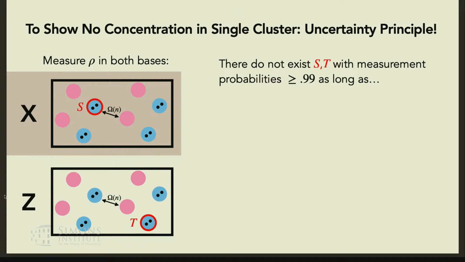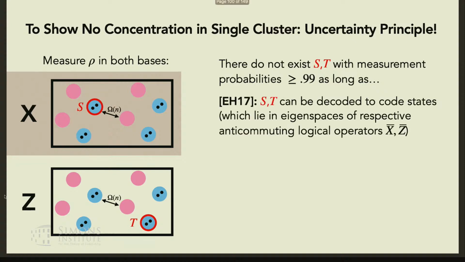So we want to show that there do not exist a single cluster S in the X basis and T in the Z basis, such that there's a high probability of landing in either S or T when we measure in the respective X or Z basis. And those clusters can be phantom clusters. Yeah, I'll get to that. Thanks, that's exactly where I'm going. As drawn, they could be any cluster, they could be phantom clusters as well.